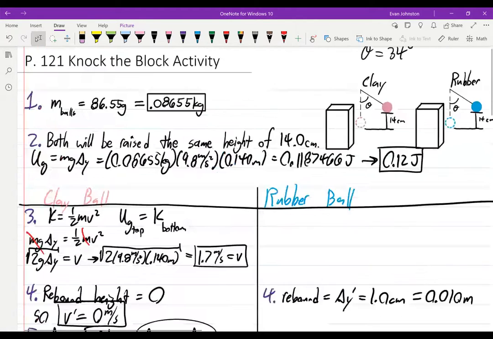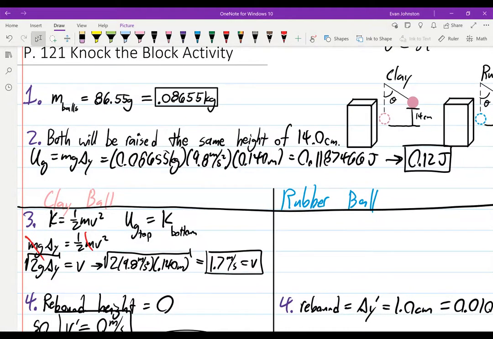Nicely enough, 1 and 2 are the same for both. They have the same mass. I made sure of that, and I raised them the same exact height. And so part 2 is actually asking us to find the potential energy. So if we know the mass, we know the height, we know g, we're able to plug in for mg delta y, and we got essentially 0.12 joules.